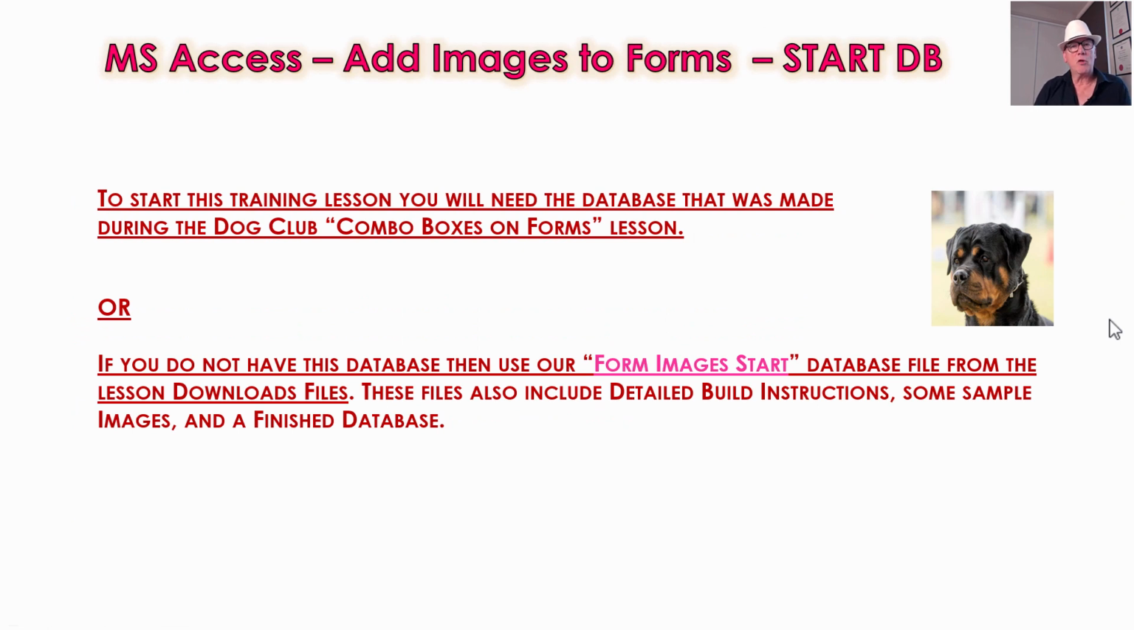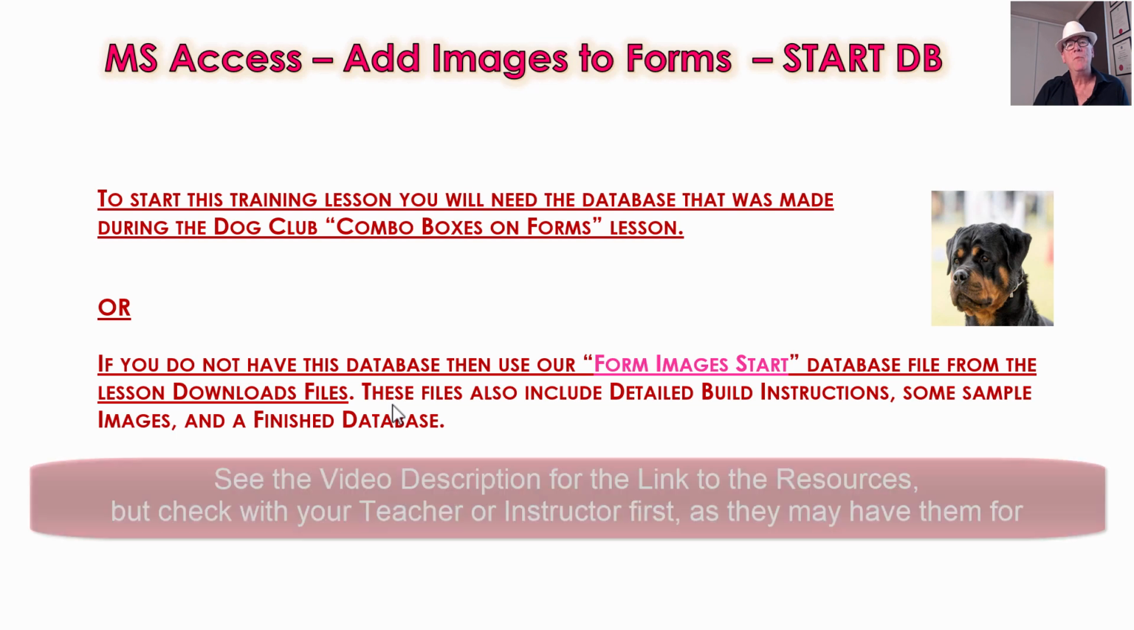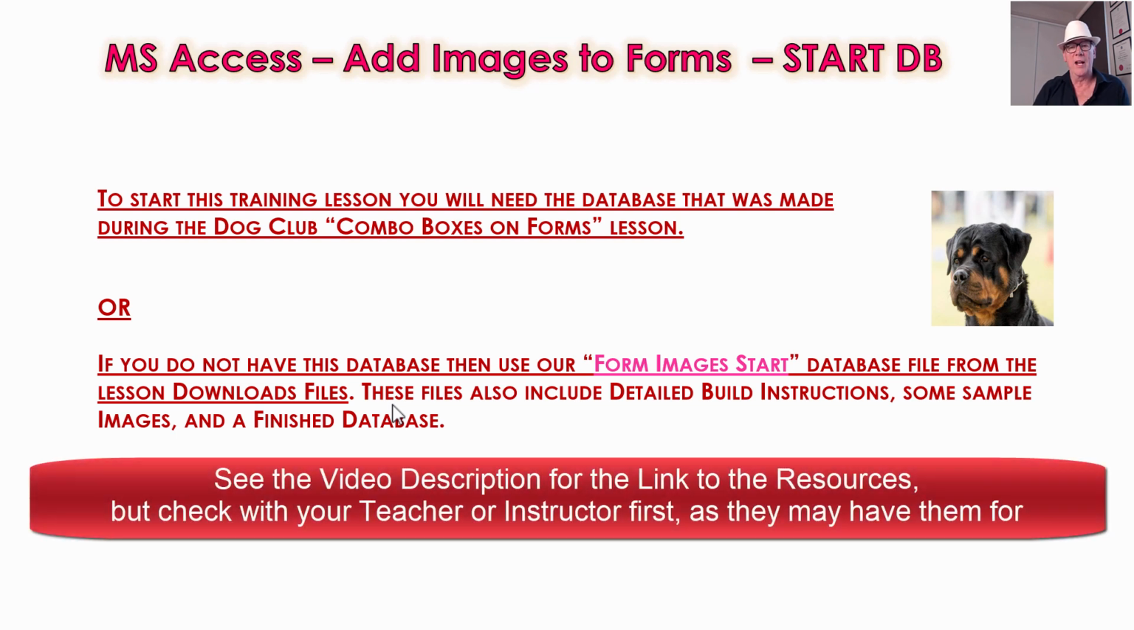So in this training, for the start database you'll need something with obviously the data for the members and the dogs, and the basic form. So if you've been doing our course and you're up to date and you just did the combo boxes on forms lesson, you can use that database from where you're up to in the course. Otherwise, if you're just doing this as an isolated lesson, just to learn about images and how to have background rectangles to divide a form up and things like that, then you can get the form images start database, which is in the downloads file.